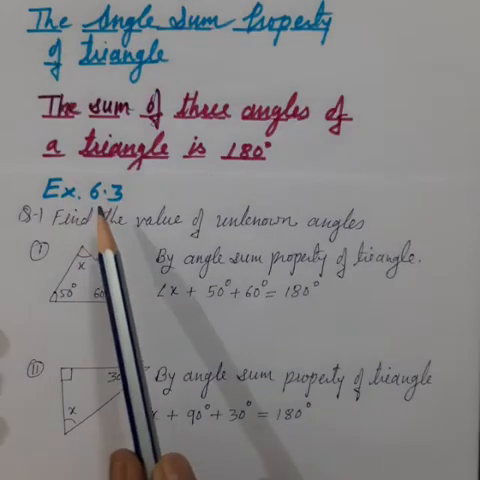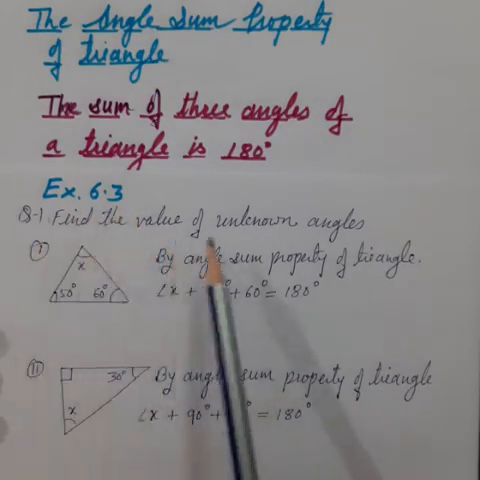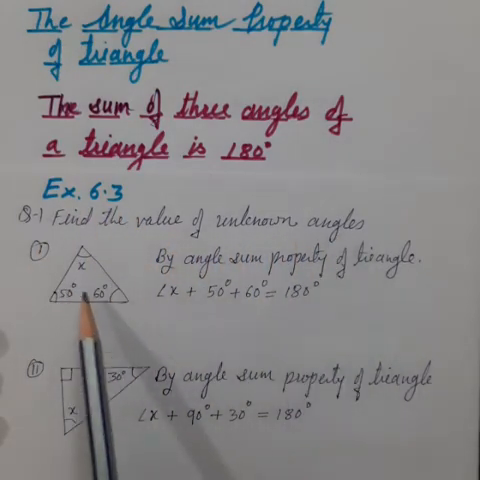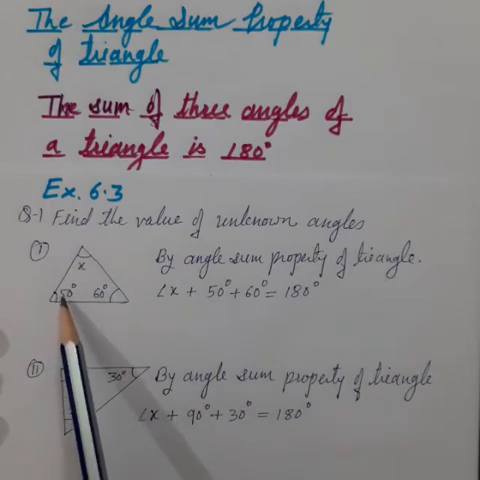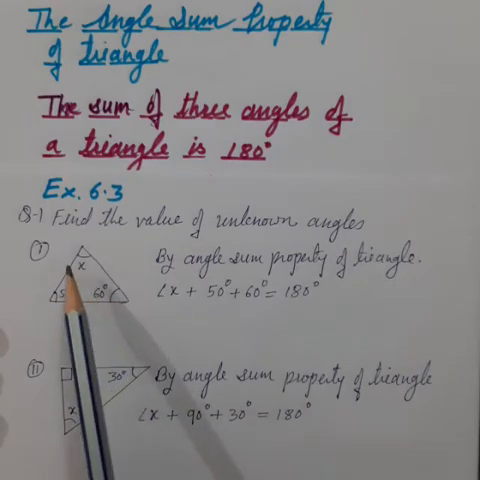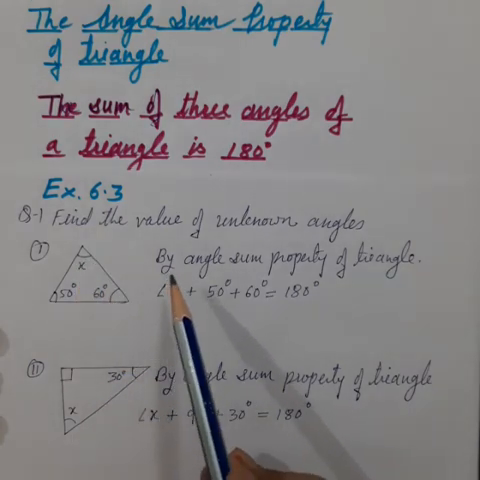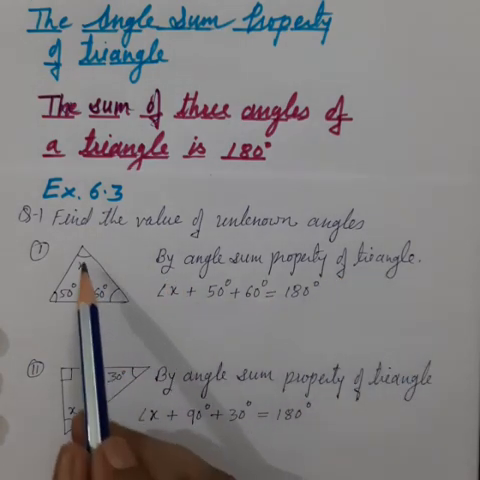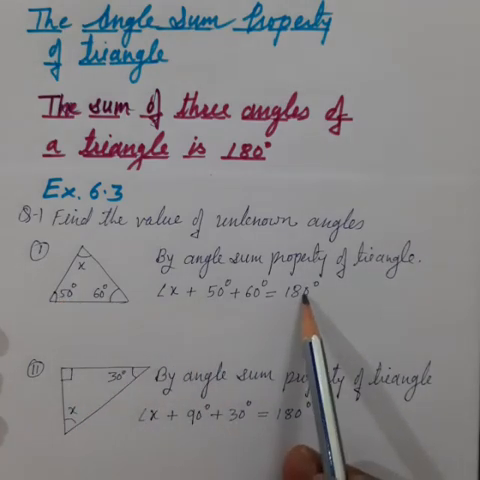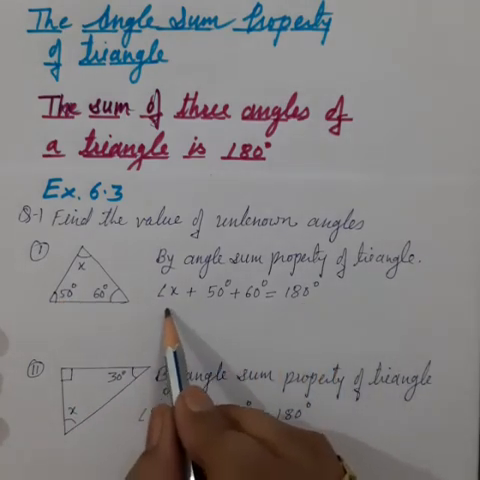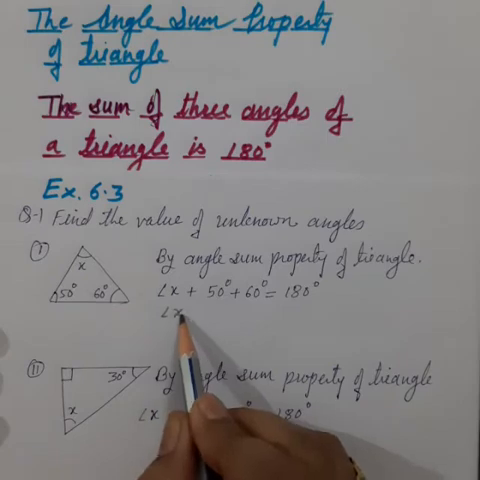Coming to exercise 6.3. Question 1. Find the value of the unknown angles. Here in this triangle, the measures of these two angles are given and we have to find the measure of the unknown angle x. And we know that by the angle sum property of a triangle, the sum of these three angles of the triangle is 180 degrees. Now let us find the measure of angle x.